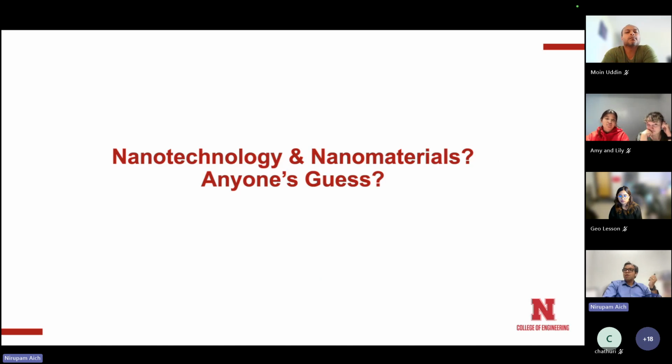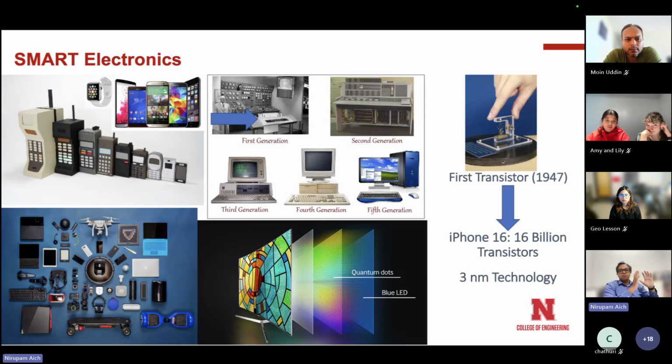I said our group's name is Aich. It has nanotechnology in it. If you don't know what nanotechnology is, we should think about electronics. So for the next 5 minutes, forget about PFAS. Let's go into nanotechnology.